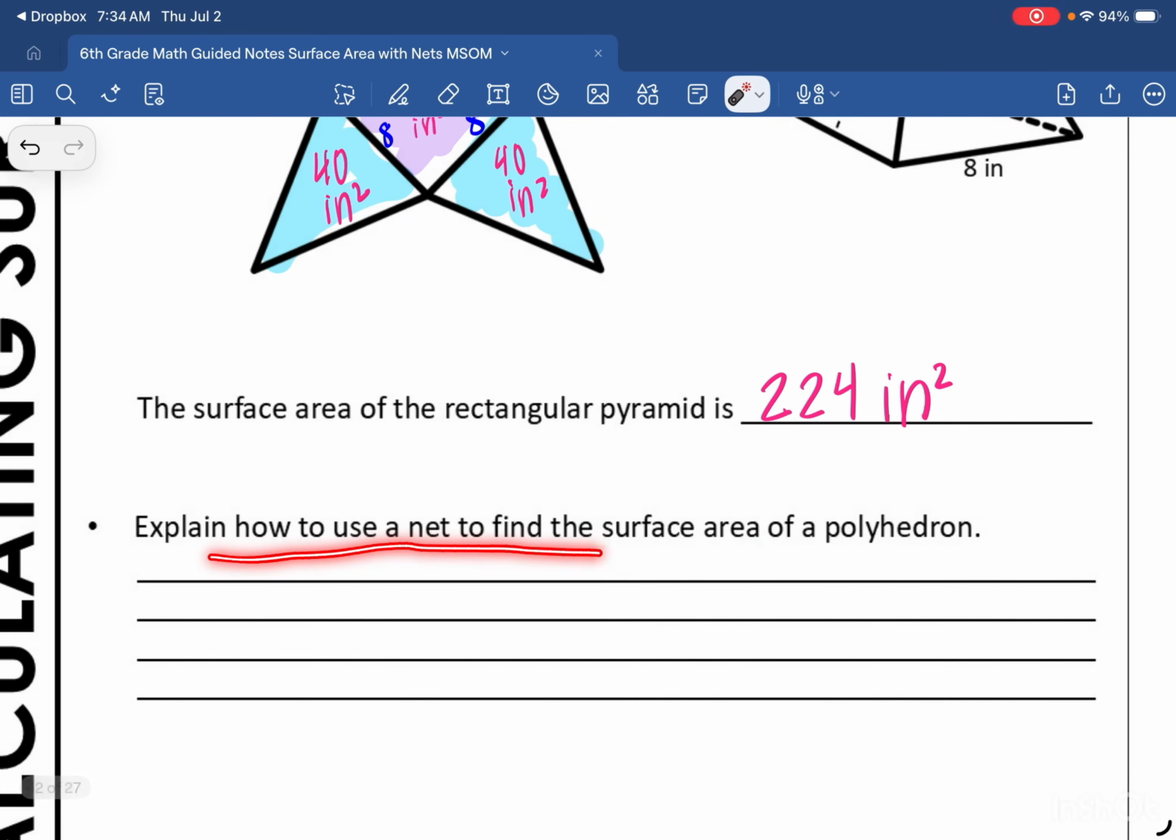Explain how to use a net to find the surface area of a polyhedron. First, calculate the area of each face, then find the sum of all the areas of the faces.